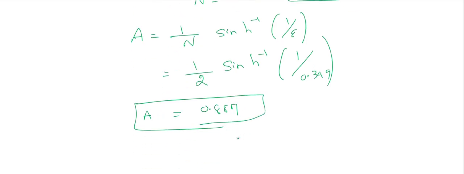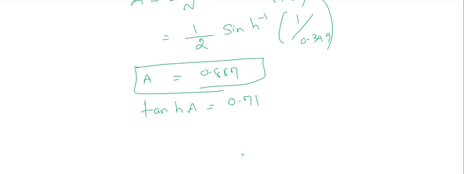So at every step, use the calculator and cross-check, and you can proceed to the next. Then tan HA, you can use the calculator. Tan HA is 0.71. Then the second step, cos HA, to find cos HA will be 1.42.